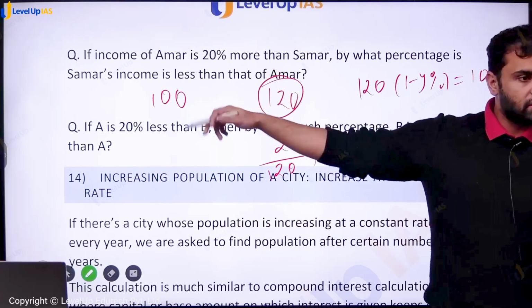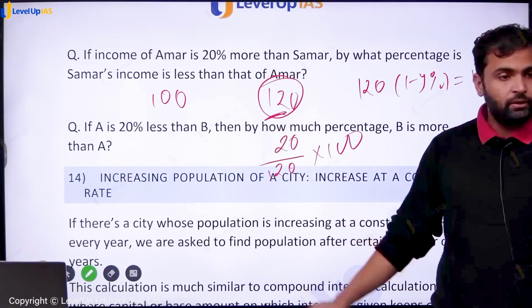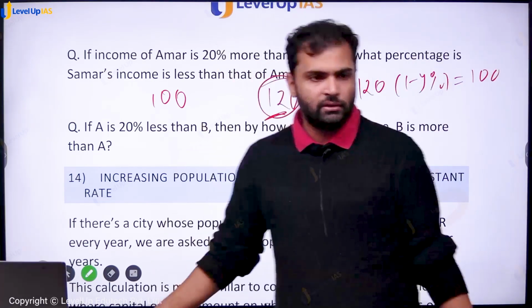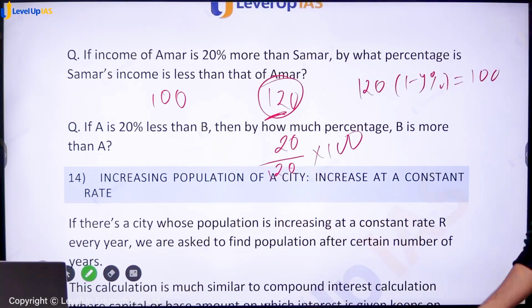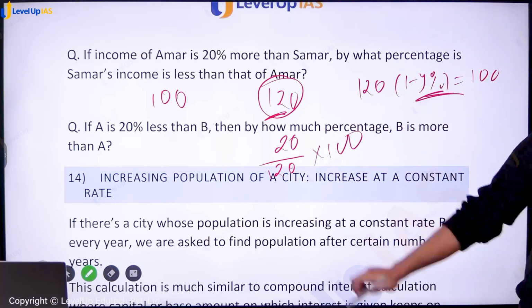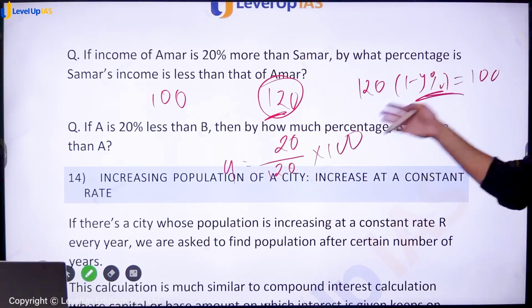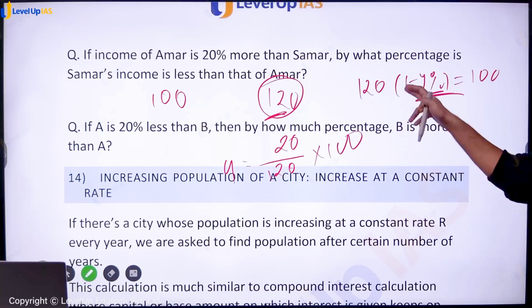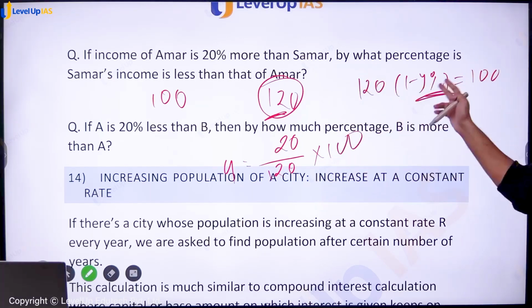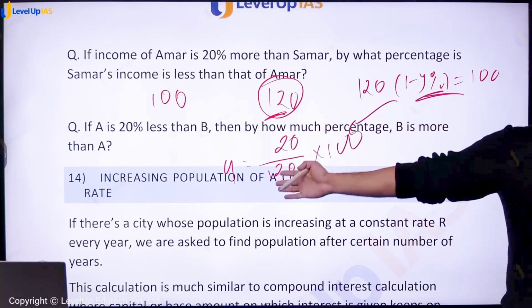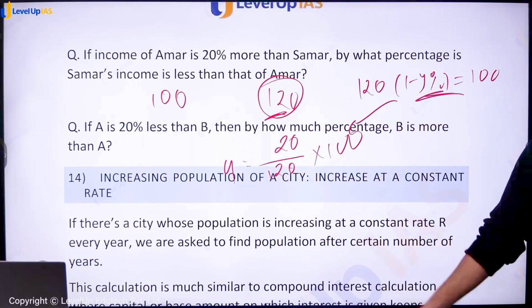Absolute change, which is 20, divided by original value. Now we want to change original value to Amar's income, into 100 is the percentage change. You can either solve for y from here or here, the value will be same. This is equal to y. Rather, this comes by simplifying that. 1 minus 100 by 120 is 20 by 120 into 100. वही यही से ये आता है. If you simplify this equation, you get this. Either of the things is fine.